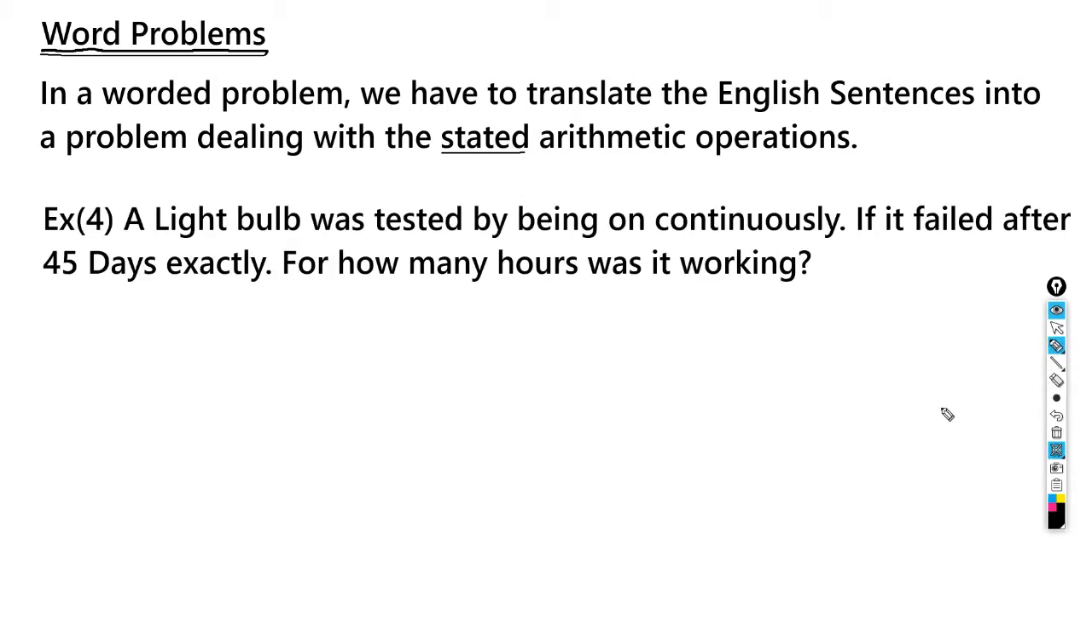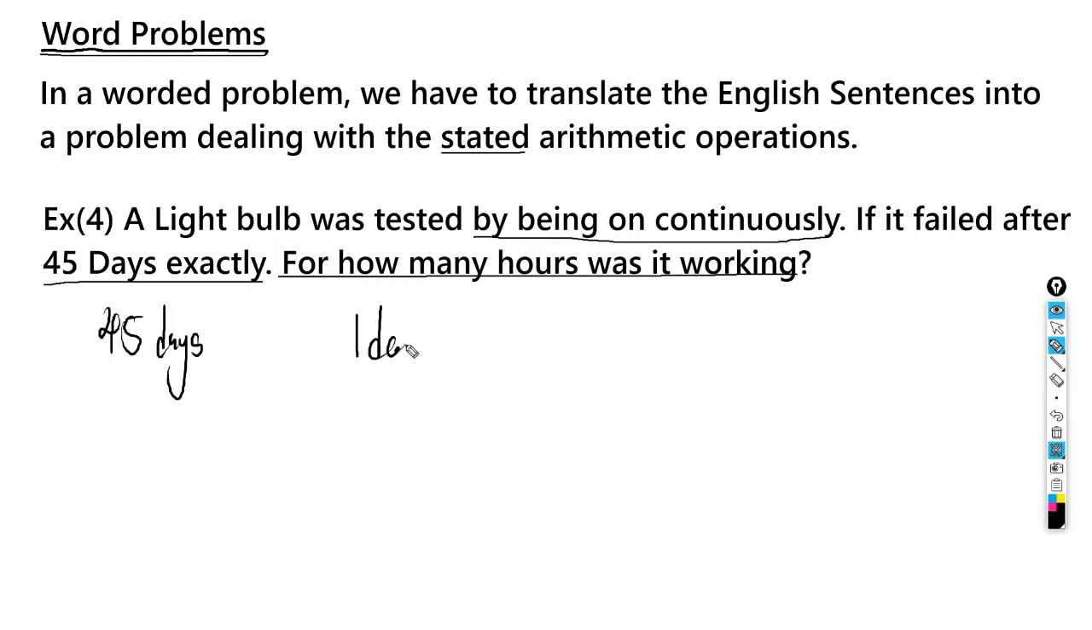All right, guys, so let's look at the last example here. The last example says a light bulb was tested by being on continuously. So just left it on continuously, no turning it off. And it says if it failed after 45 days exactly, for how many hours was it working? So we know that it took 45 days exactly for it to stop working. And how many hours are in a day? One day has 24 hours.